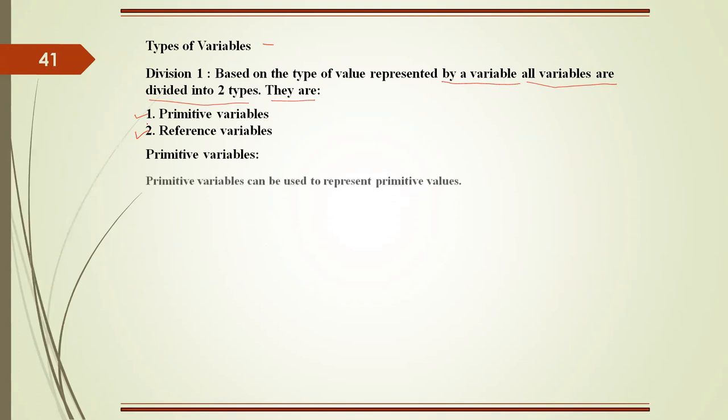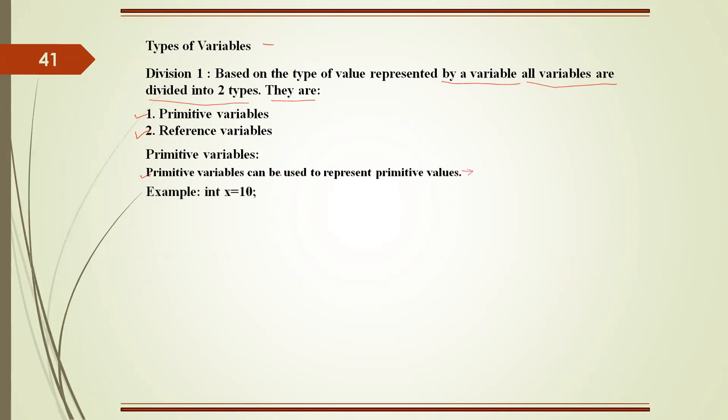Just check it out. A primitive variable can be used to represent primitive values. What is the primitive value? Like that: int x equals 10. x, int equals 10 is the primitive value. Okay, so this is the example for that.